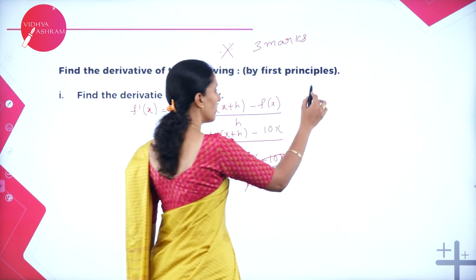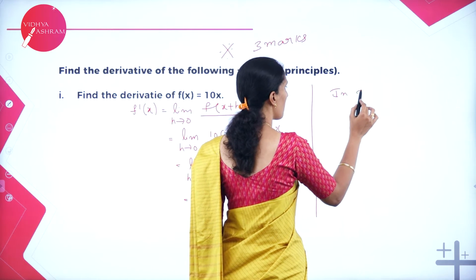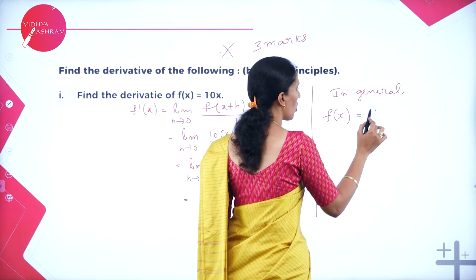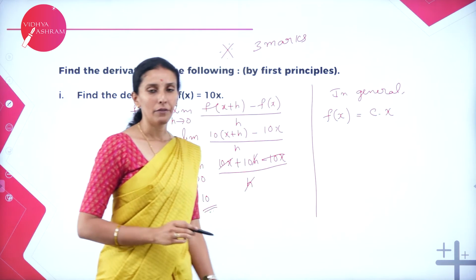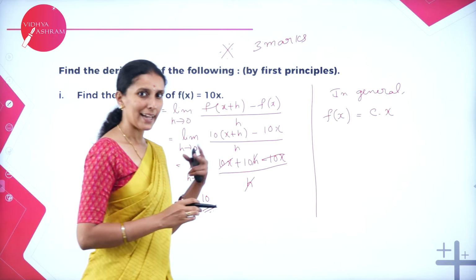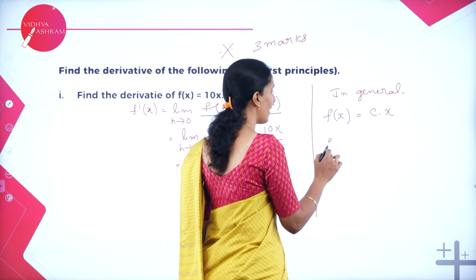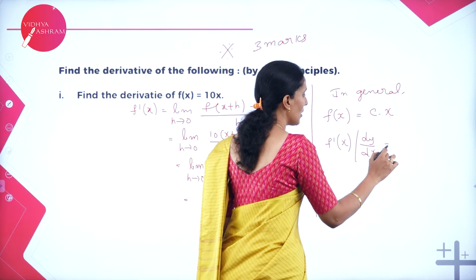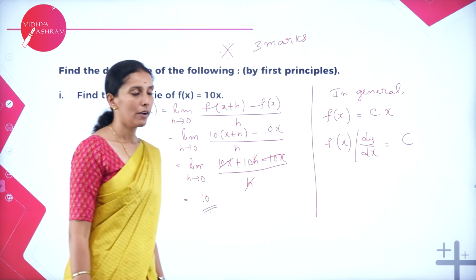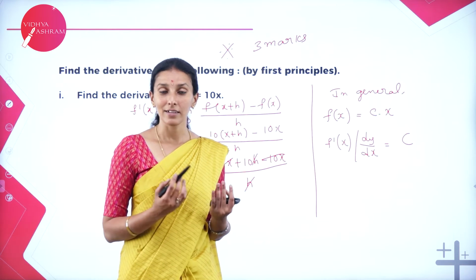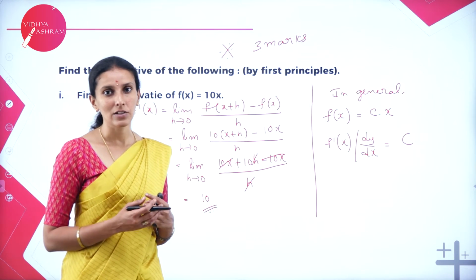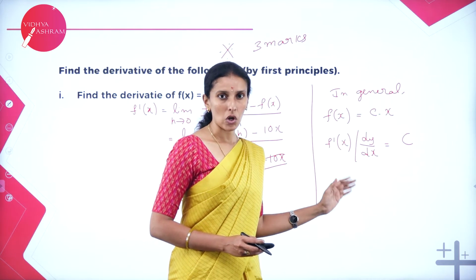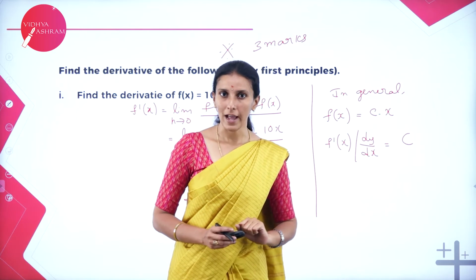In general, if f(x) is equal to any constant into x, then f'(x) or dy by dx is always the constant value. For example, if it is 3x, the answer is 3. If it is root 3 x, the answer is root 3. So, for any question of this form, the derivative is always equal to the constant value.